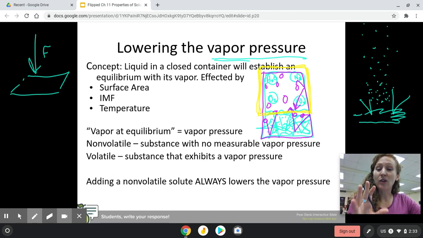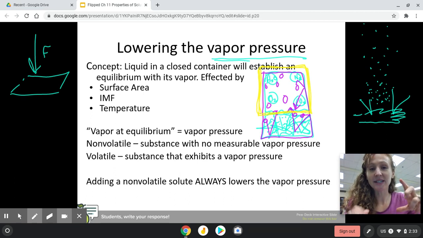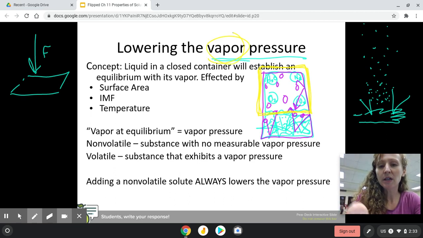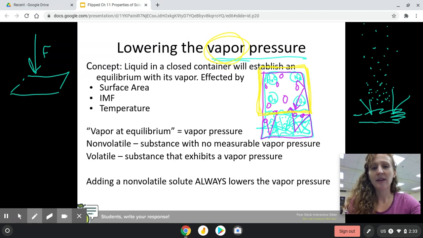And those water molecules are exerting a pressure inside that jar. And that's what we call vapor pressure. It is the pressure of the vapor. We call it vapor because anytime you're referring to a gas as vapor, that means that normally it's a liquid, but for some reason right now it's a gas.